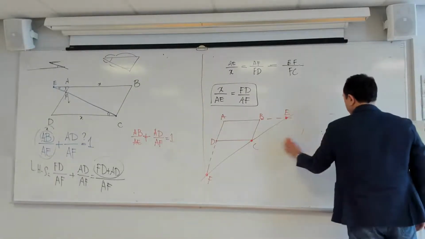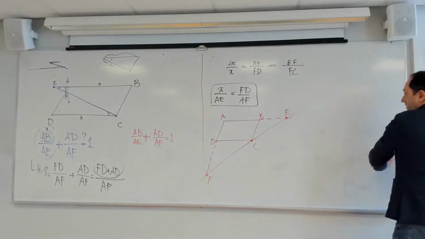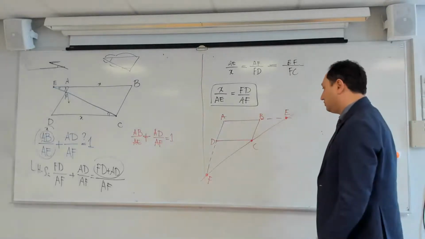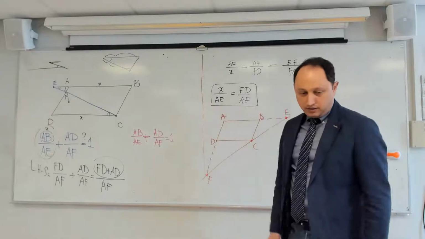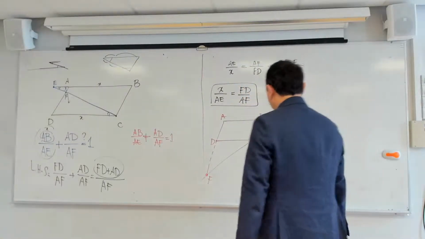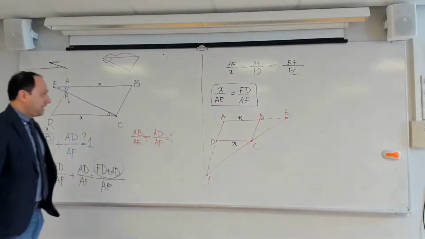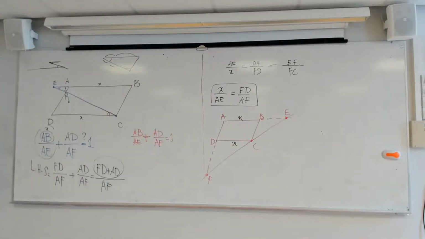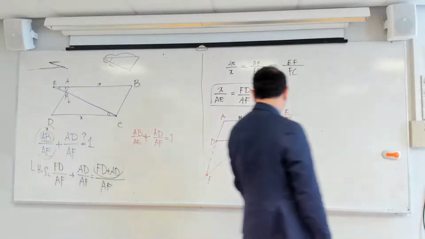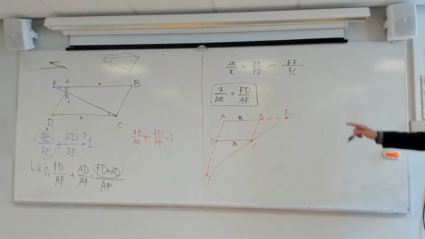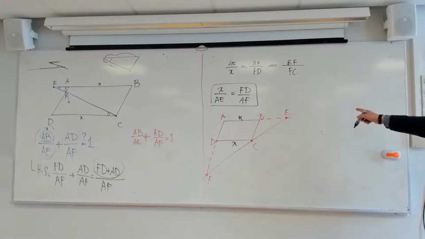But is EF parallel to anything? No, it's not parallel to anything. Okay, so let me just call this one X, and then this one also becomes X. But now, Maximilian, can you discover another pair of parallel, similar triangles here, if that would be the case? So let me see, AB over AE plus AD over AF.